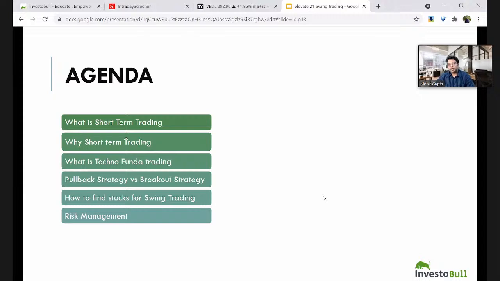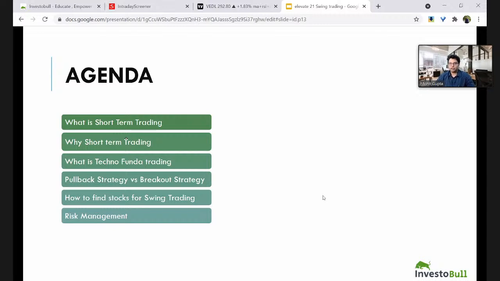So let's quickly take a look at the agenda for today. We will try to understand what short-term trading is first of all. We will try to understand why short-term trading is better and why you should approach it as your go-to trading strategy or go-to trading style. I will also talk about what techno-funder trading actually is. That is what we are going to focus on in today's session.